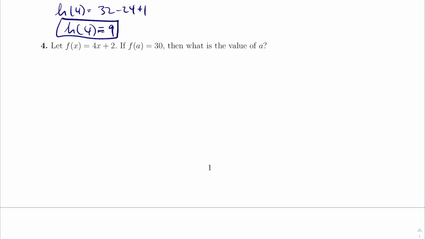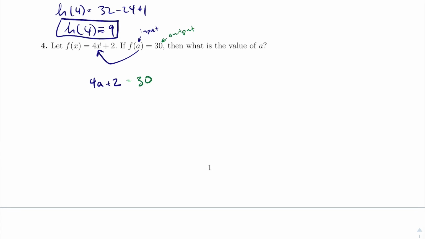Let f of x equal 4x plus 2. If f of a equals 30, then what is the value of a? So with this one, I wish I had done a clear presentation in class because I noticed some students having questions about this. But the best way I would approach it is when we input a into the function, that means we input a in. This is 4a plus 2. The output is 30. So it all equals 30.